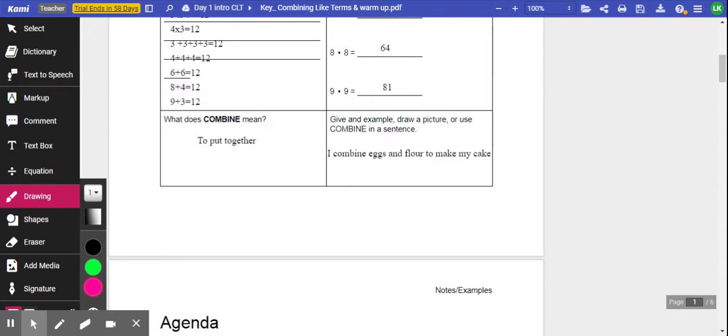What does it mean to combine? Combine means to put together. So anything relating to that would be correct. Give an example, draw a picture, or use combine in a sentence. All right, here's my sentence: I combine eggs and flour to make my cake.